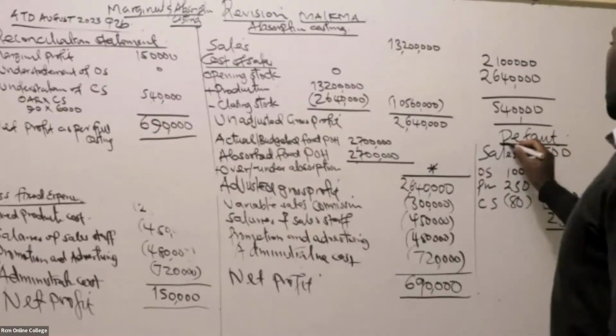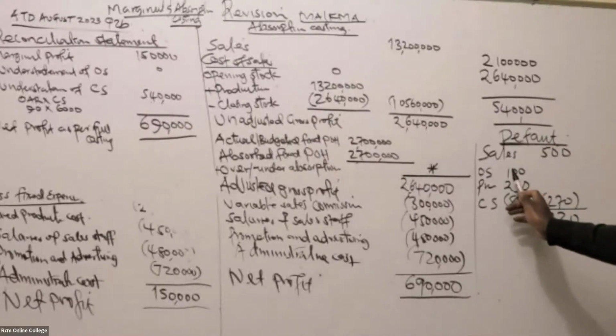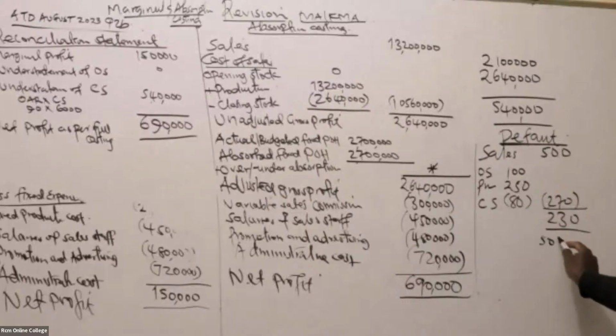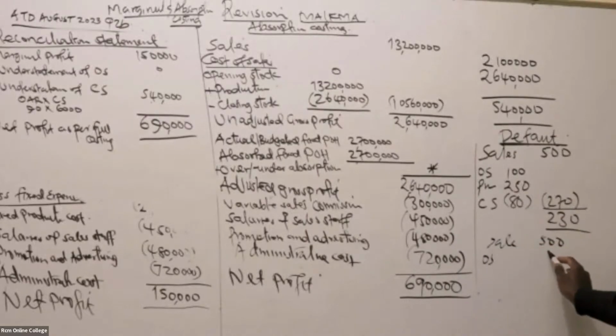These are the default items. So if we want to interfere with the opening stock, we want to understate the opening stock. Our opening stock is 100. If you understate it, let's even take it to 60. So you have decided to remain with the sales of 500. Then opening stock, you are now having 60.